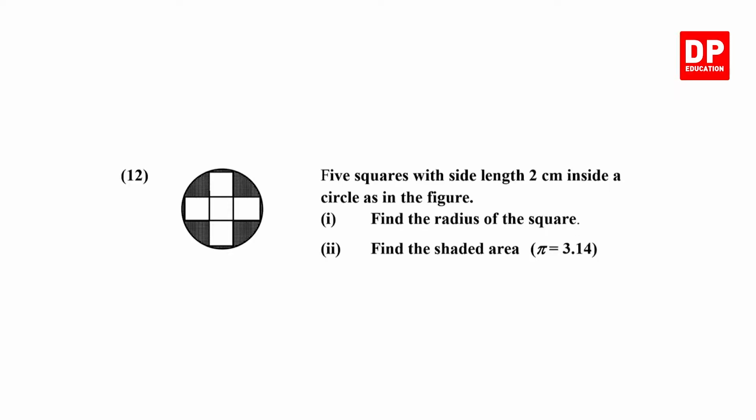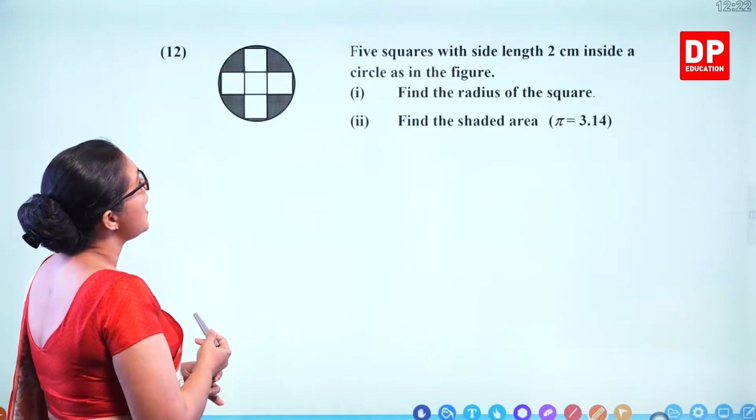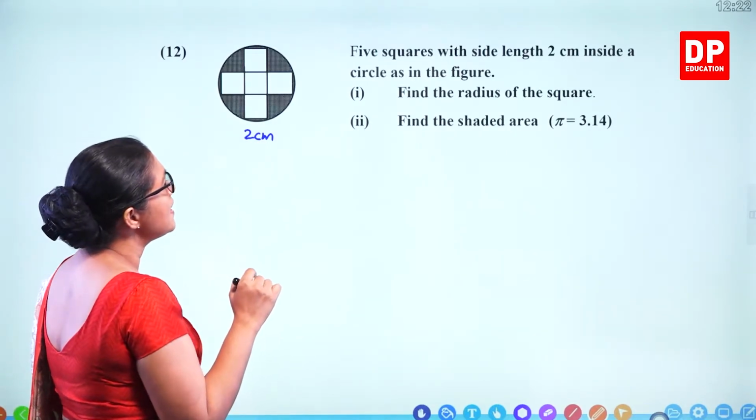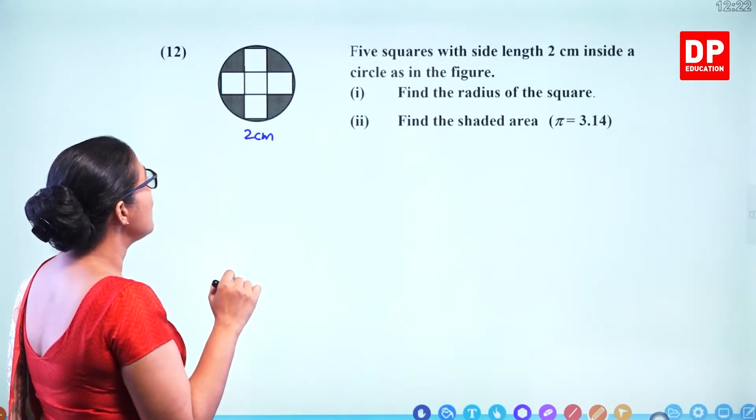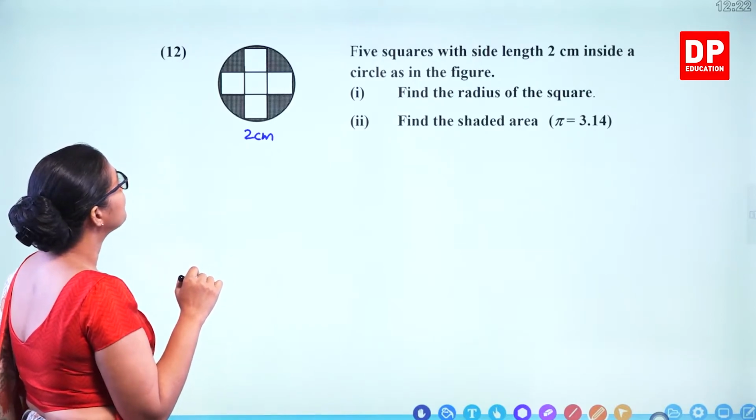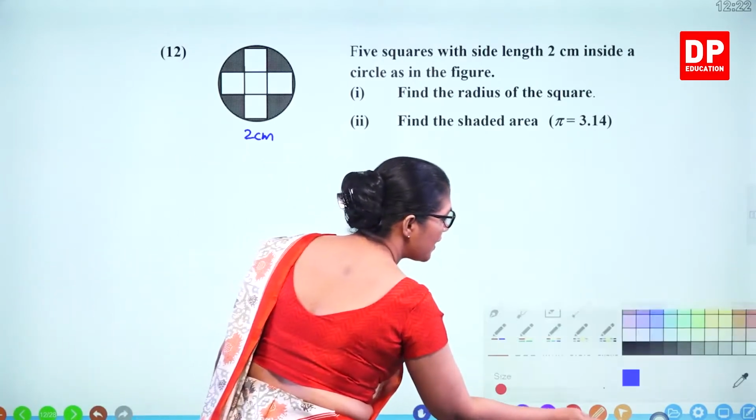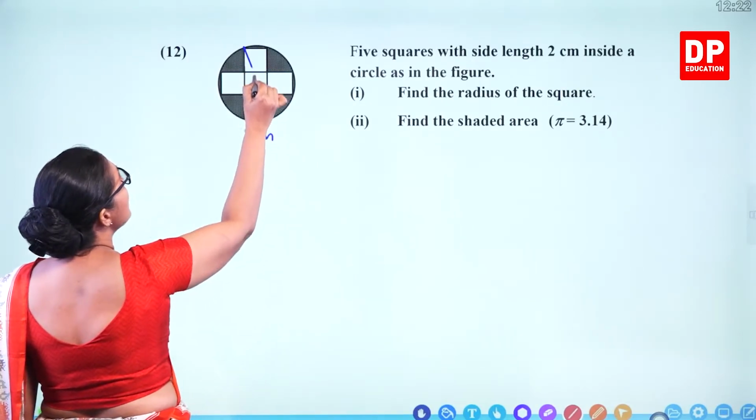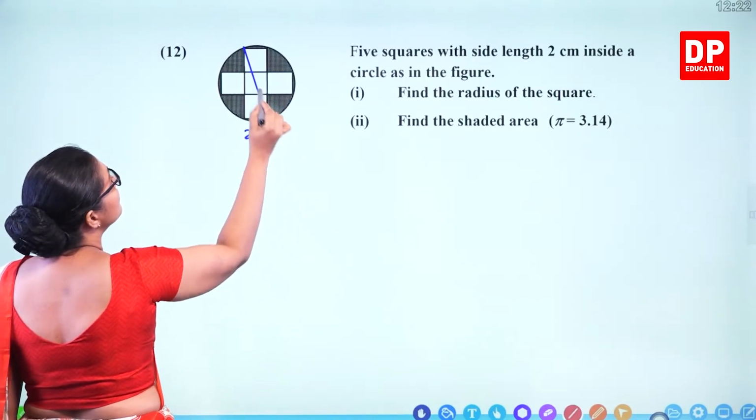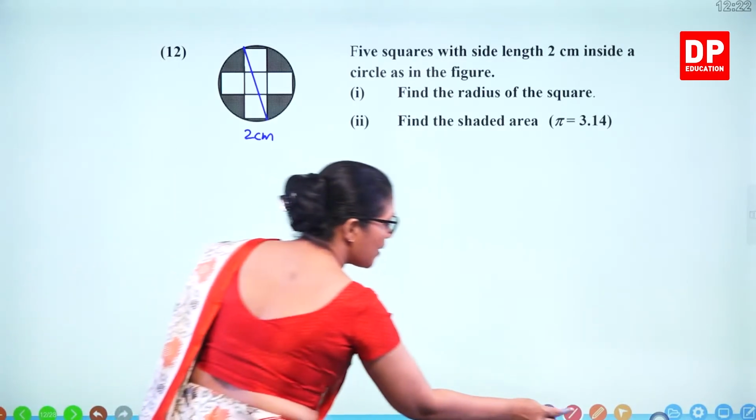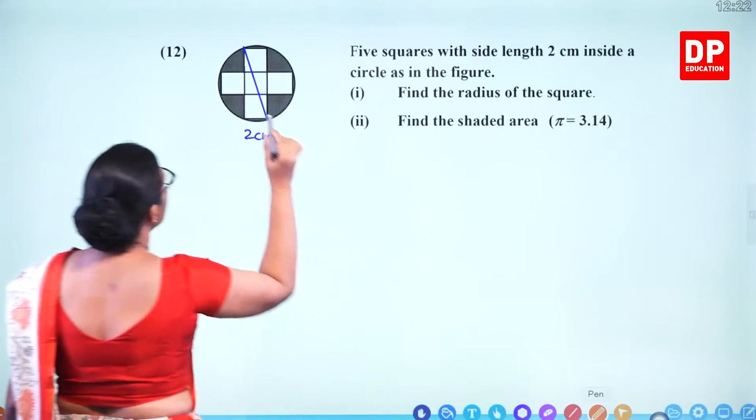Question number 12. 5 squares with side length 2, each side 2 centimeters, inside a circle as in the figure. Find the radius of the circle. Look carefully when you draw a line here, here to here. It passes through the center, because the lengths are equal here.